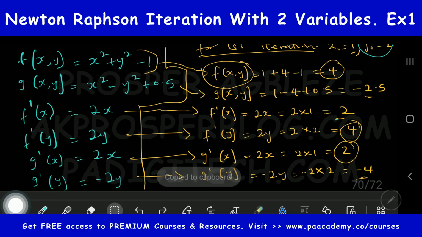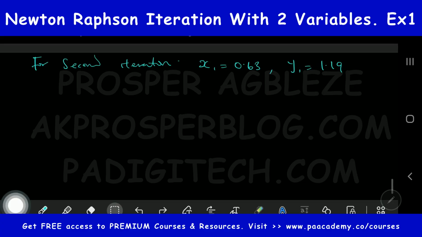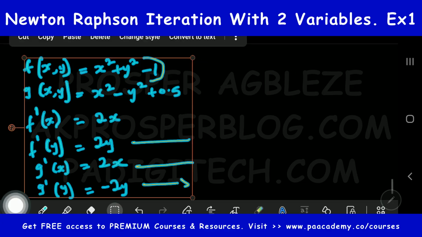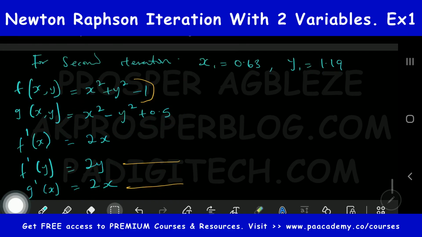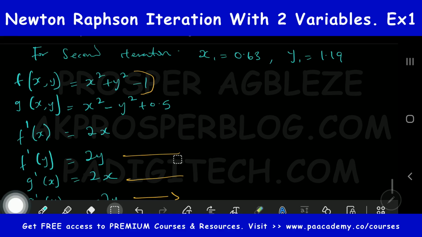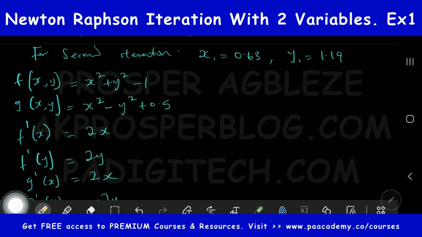So let me just copy this. All right, okay, so it should be easier like this. So let me just take this part off. All right, so now we already have a new value for our x and then for our y.